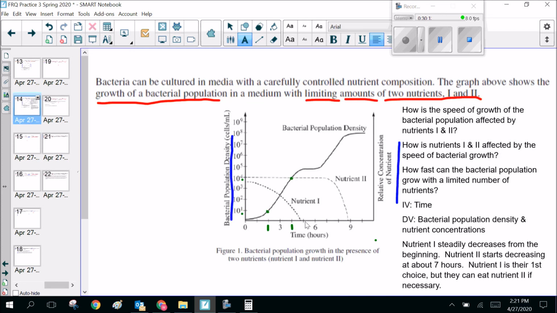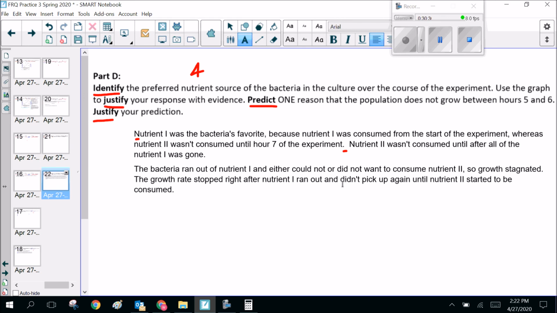Well, between hours 5 and 6, so here's hours 5 and 6. Why doesn't it grow? Because it's run out of nutrient 1 and it's not processing nutrient 2 for whatever reason. Either because it doesn't have enough of the nutrient 1 to process nutrient 2, or because nutrient 1 needed to go away completely before nutrient 2 could be processed, or the bacteria just really didn't prefer nutrient 2 and were waiting around to see if any nutrient 1 would come back until they decided, hey, what the heck, let's go with nutrient 2. So bacteria ran out of nutrient 1, could not or did not want to consume nutrient 2, so growth stagnated. Their growth rate stopped right after nutrient 1 ran out and didn't pick up again until nutrient 2 started to be consumed.